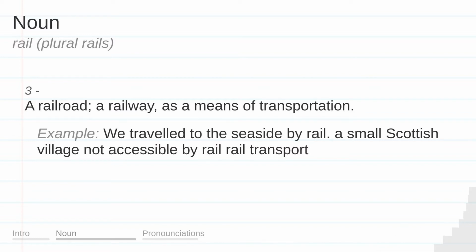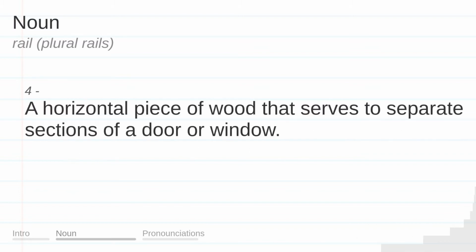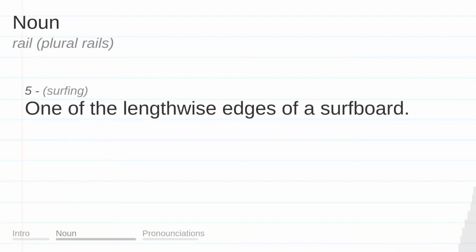Example. We traveled to the seaside by rail. A small Scottish village not accessible by rail transport. A horizontal piece of wood that serves to separate sections of a door or window. One of the lengthwise edges of a surfboard.